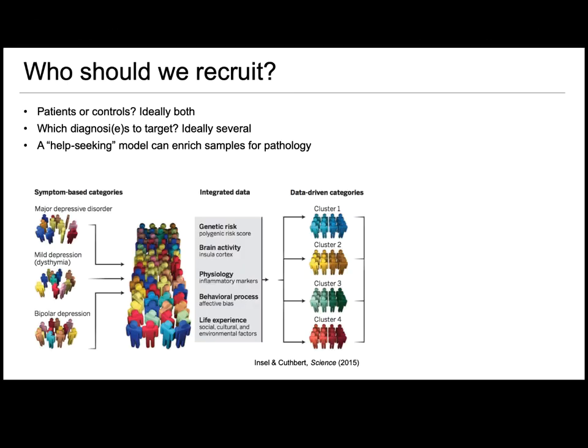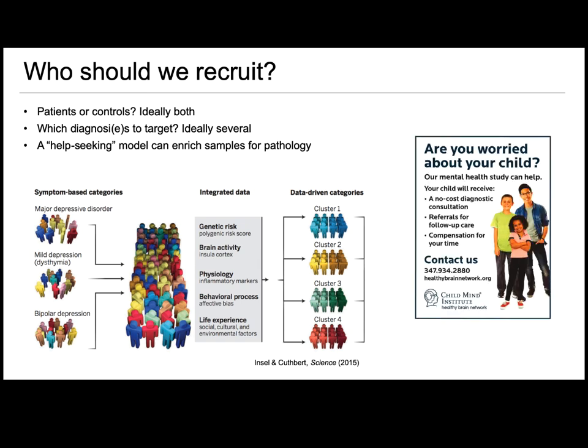But if we're not going to target any specific diagnosis, how do we recruit and be assured that we're going to have at least some people towards these more extreme ends of the spectrum? There's this idea that using a help-seeking model can enrich your samples for pathology. This is actually a really nice example from the Child Mind Institute, who are in the midst of recruiting a 10,000 child cohort where they're doing lots of neuroimaging and behavioral characterization.